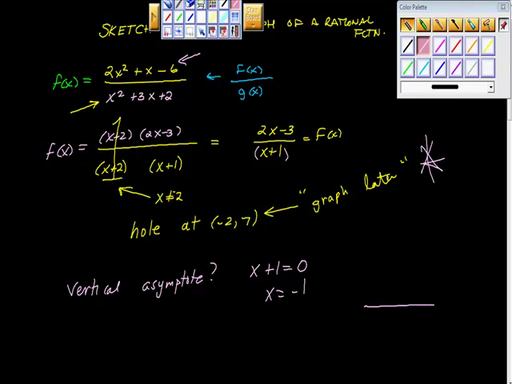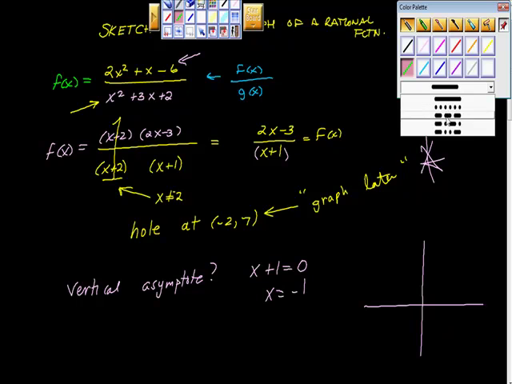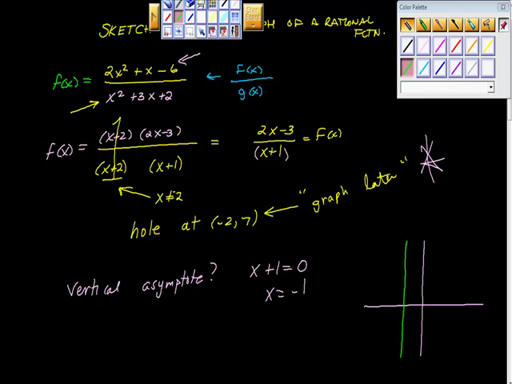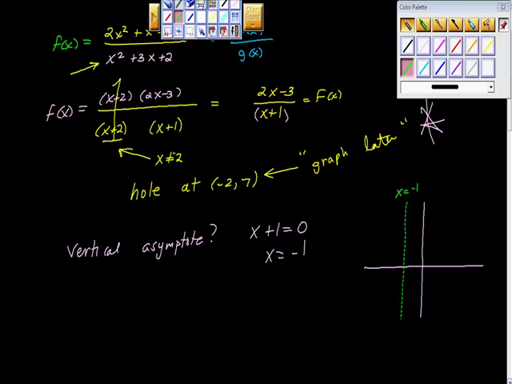I'm going to go ahead and start graphing this a little bit. So here we have a vertical asymptote at x equals negative 1. That would look like this, wouldn't it? And when you draw this in, you should draw it as a dotted line, and then name it. This is x equals negative 1 here. Now the next question is horizontal asymptote. So how do we find the horizontal asymptote?